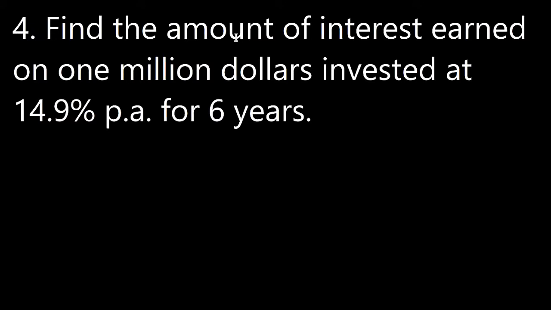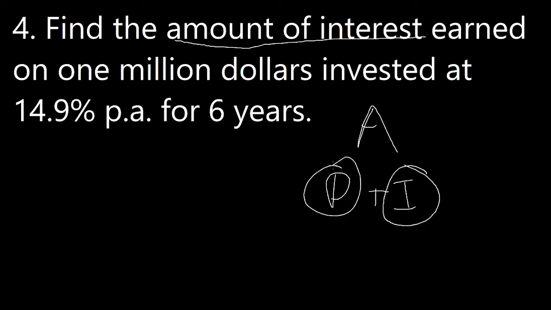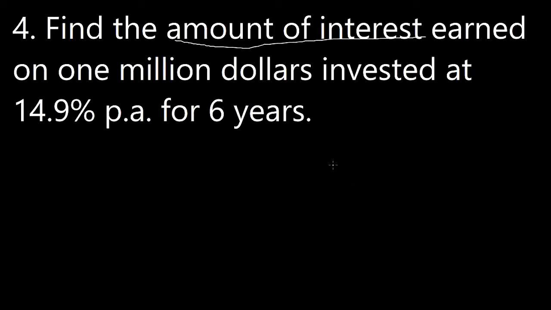Okay, question 4. Find the amount of interest earned on $1 million invested at 14.9% per annum for 6 years. So the important part of this question, I can see straight away, is the amount of interest earned. Remember, with our formula, it gives us A at the start, which is the P plus I. So the interest earned does not include P. So we're going to have to remember that. I can see that our principal is going to be $1 million and our rate is going to be 14.9 per annum. It's getting paid once a year, I'm assuming, and we're going for 6 years.